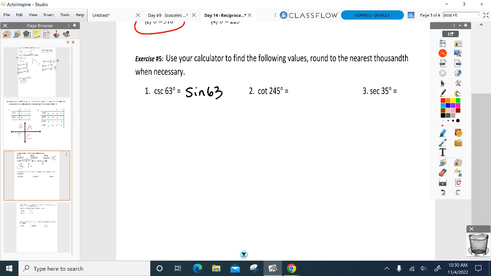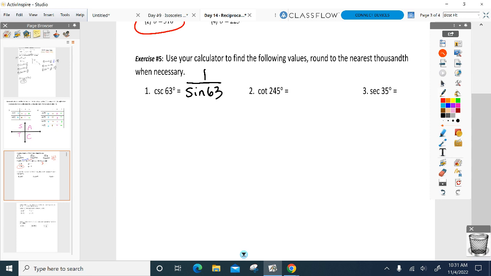That's not true, by the way. What do I need to do to that answer of sine of 63 to go to cosecant? Flip it, right? So how do I flip it? I type that into my calculator. I actually flip 1 over sine of 63. So that is how you find all these. You do 1 over the original.